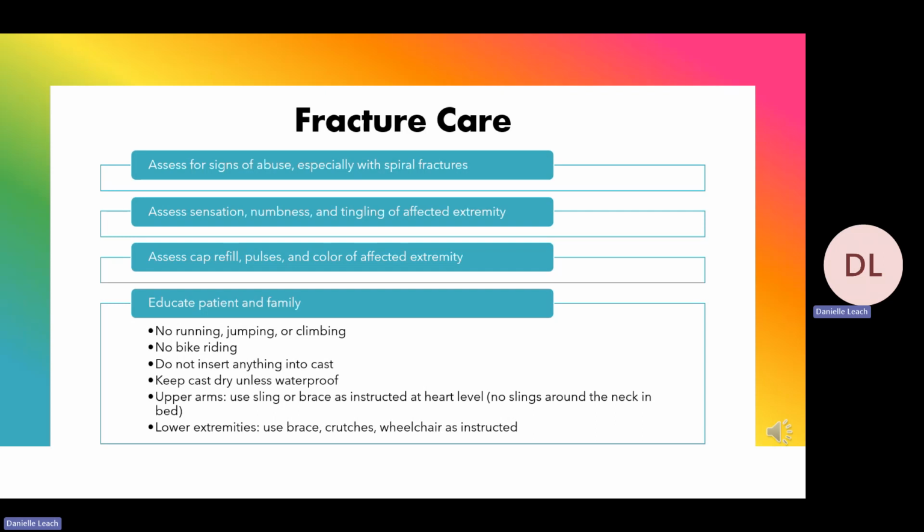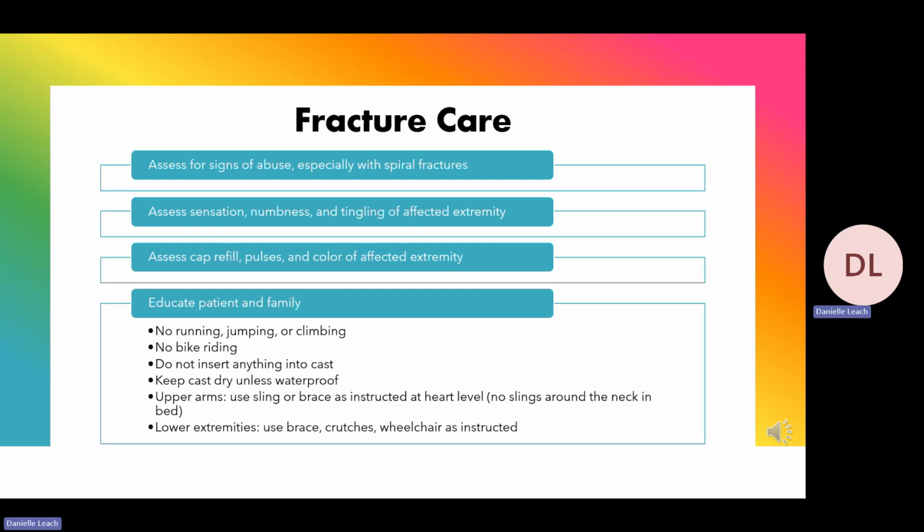So just some general things to know about fracture care. We always want to assess for signs of abuse when we have a fracture in a child, especially if they do have a spiral fracture. We always want to assess sensation, numbness, and tingling of the affected extremity, and also assess cap refill and color of the affected extremity. We need to educate the patient and family.